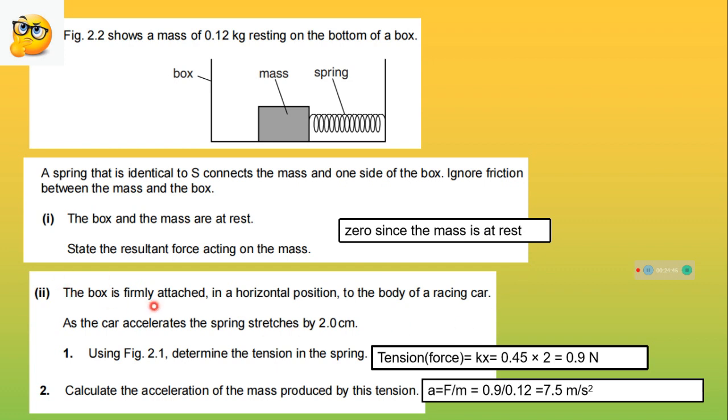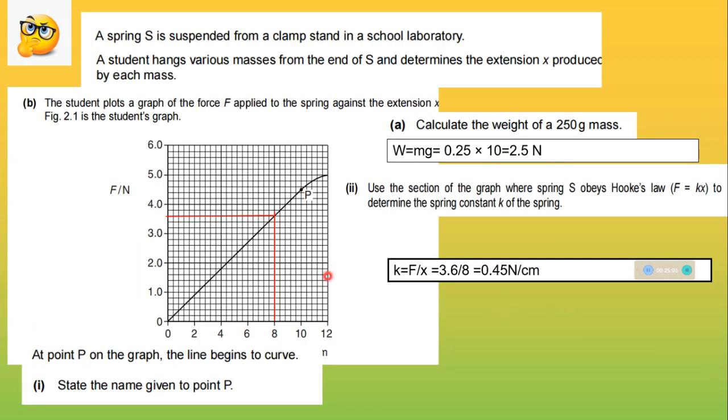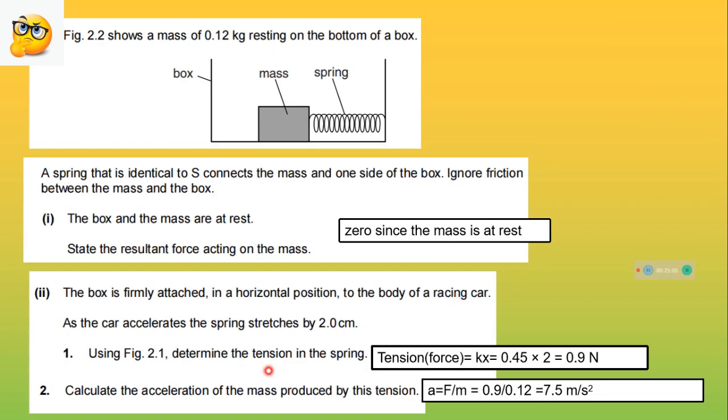The box is firmly attached in a horizontal position to the body of a racing car. As the car accelerates, the spring stretches by 2 cm. So using the earlier figure, we calculated the value of K here: 0.45 Newton per centimeter. Determine the tension. So tension force is equal to Kx. K is 0.45 and x is 2 cm. It is 0.9 Newton.